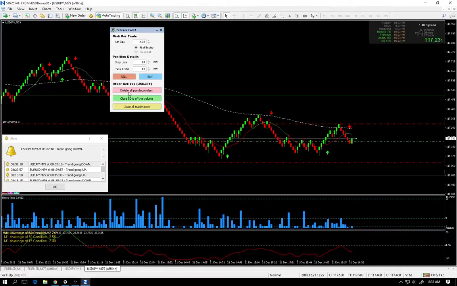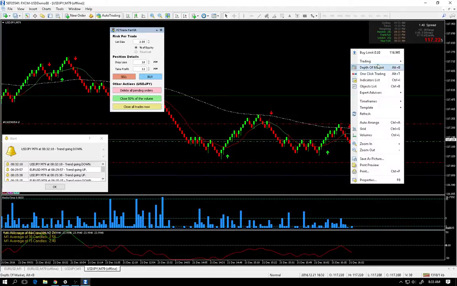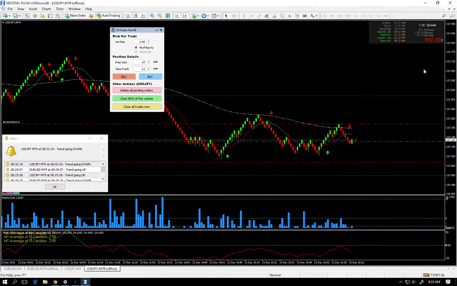Sell, buy. Now if you put pending orders on here, so let's say I'm going to sell, so I would have to place a trade. I'm going to put a sell stop on there. So now we have a pending order down here. So what if I want to delete all pending orders? Click it, gone. Otherwise you have to right click on the trade like this and hit close.